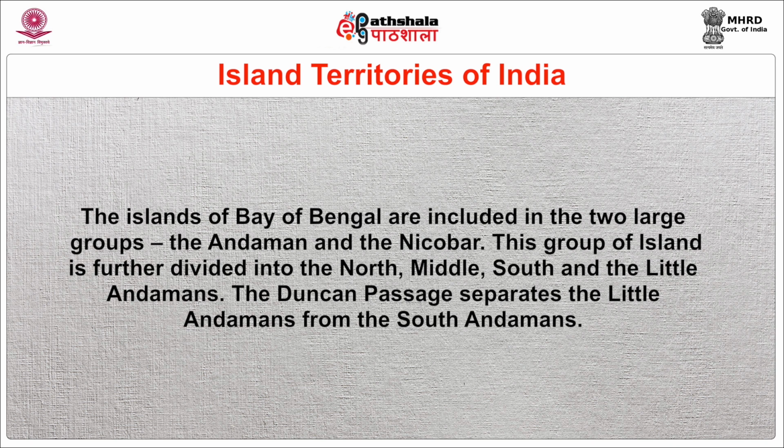The islands of the Bay of Bengal are included in two large groups, the Andaman and Nicobar. The Andaman group is further divided into North, Middle, South and the Little Andamans. The Duncan Passage separates the Little Andamans from the South Andamans. The Little Andaman region lies to the south of the Duncan Passage.